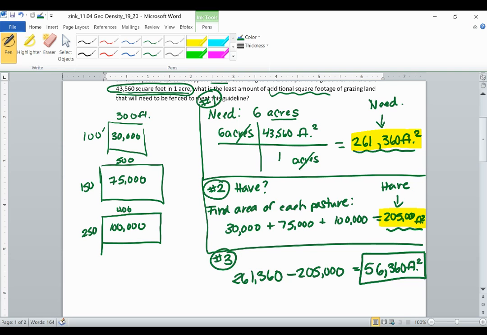So we figured out how many square feet we need by converting acres into square footage. And then we found out how much we had by finding the area of each pasture. And then we took how much we need and subtracted from that how much we already have to find how much more we need to add.